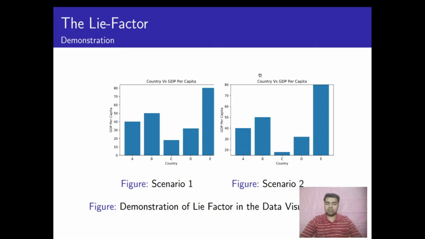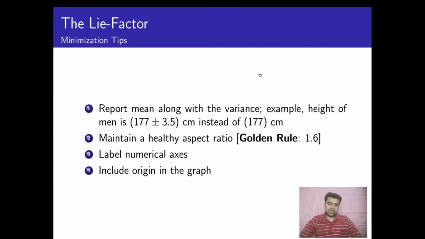And why is it different? Because we have chosen different values on the y-axis, right? So this is one example in which we are encountering a lie factor. And why are we encountering a lie factor? We are encountering a lie factor because whatever insights are present in the data, the same are not being shown in the visualization graphic. So obviously the natural question that comes up is how to minimize this lie factor.